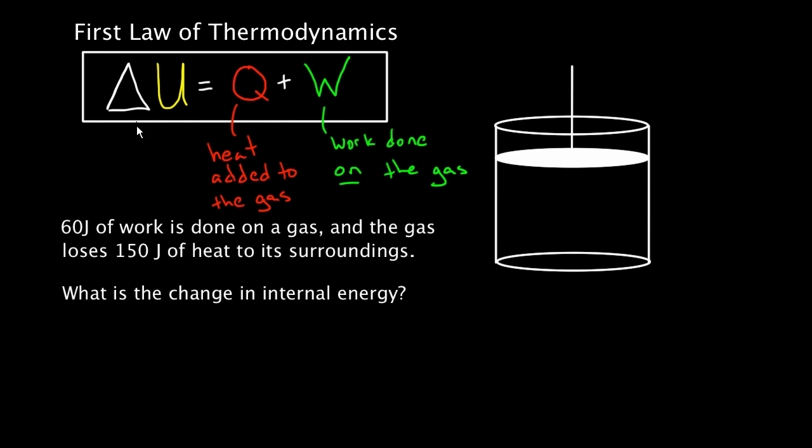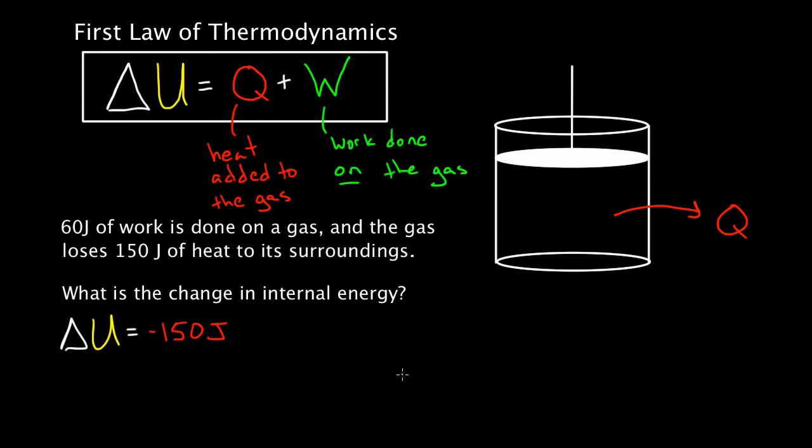Well, we're going to use the first law. That's what the first law lets us determine. The change in internal energy is going to equal the amount of heat that's added to the gas. So let's see, heat added to the gas. Well, it says that the gas loses 150 joules of heat to its surroundings. So that means heat left the gas. This must have been put into a cooler environment so that heat could leave. And so it lost 150 joules. A lot of people just stick 150 here. It's got to be negative 150 because this Q represents the heat added to the gas. If you lost 150 joules, it's negative 150.